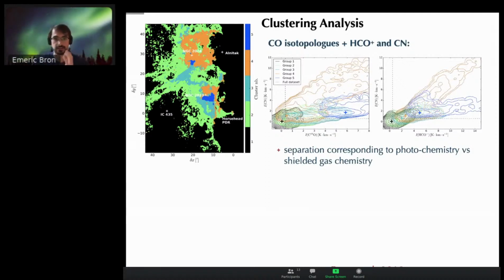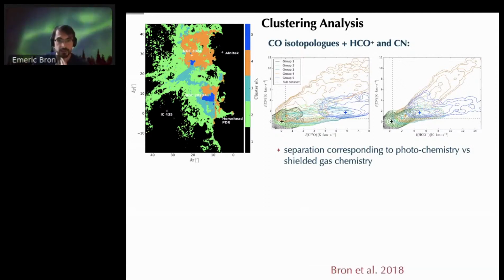And this distinction of the orange cluster compared to the other clusters, we can understand by looking at the figures to the right, which are probability contour plots of the probability density function projected on pairs of lines, CN and C18O for the first one, and CN and HCO plus for the second one.